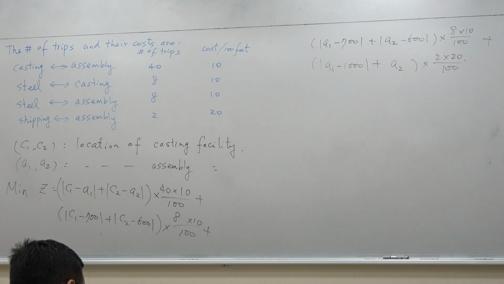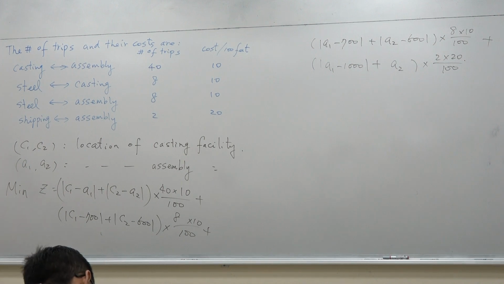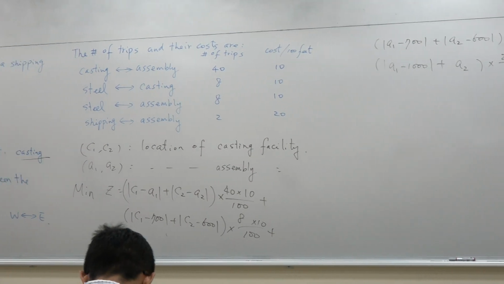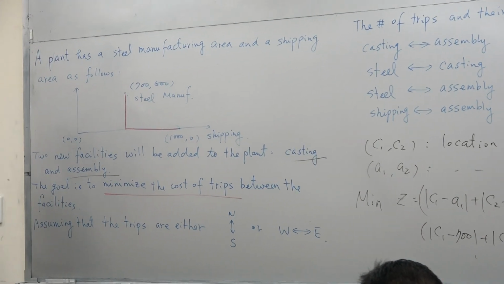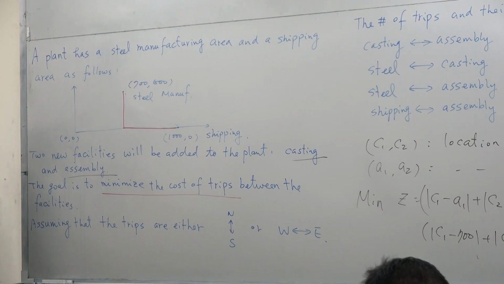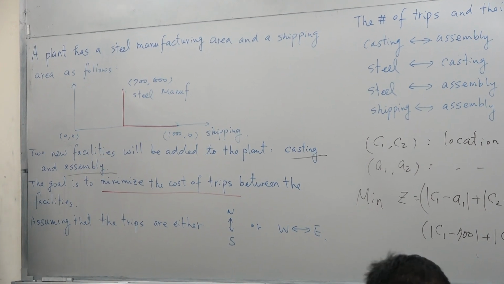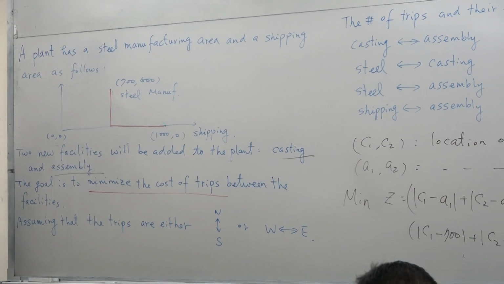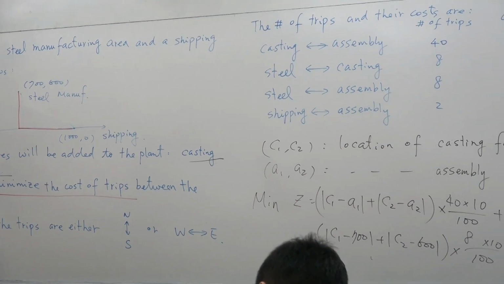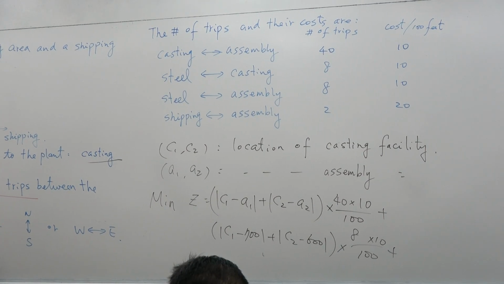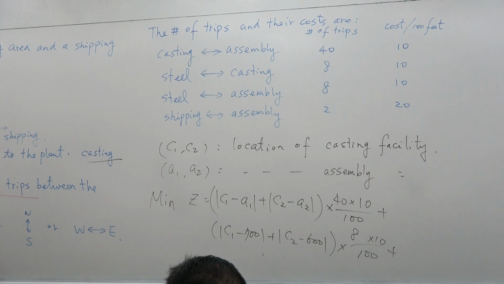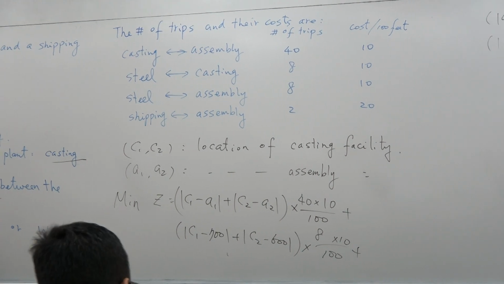That's our objective function. We want to minimize the number of trips, the cost of trip between facilities. Okay. Do we have any constraints? Professor, can it be in one place for the casting or the assembly? For example, in the same place like the steel manufacturing?